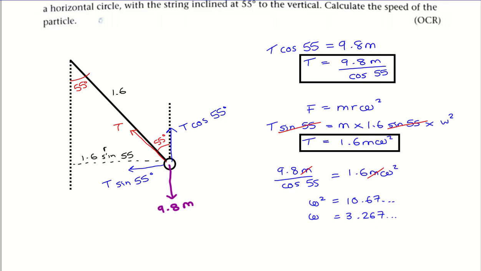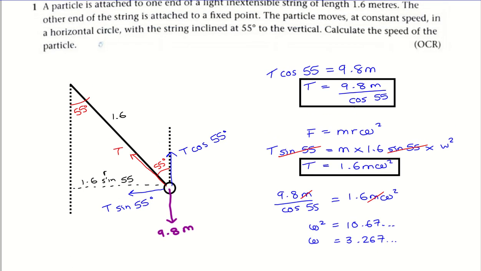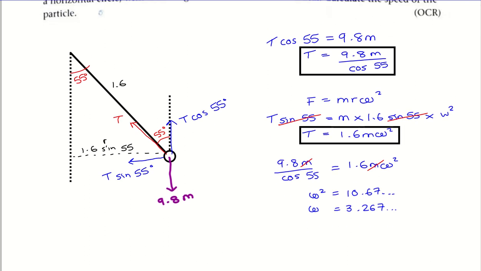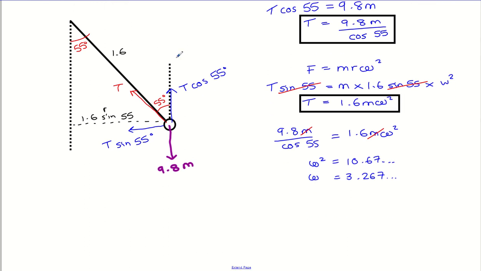Now the question asks us to work out the speed of the particle, which is v. So we've got omega at the minute. It was easier to work with omega at the start. All you do to find v is v equals r omega, and so v equals 1.6 sine 55, that's our r from earlier on, times the 3.267, which is our omega. If you left it on screen for accuracy as well, that'd be good. And v is 4.28 meters per second is the tangential speed, and 3.267 is the angular speed.